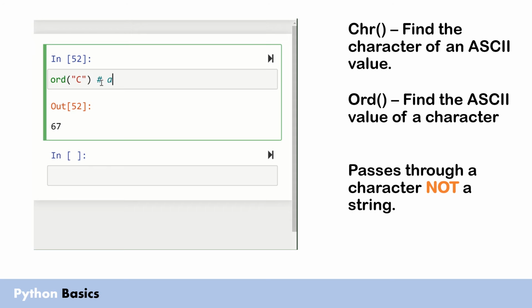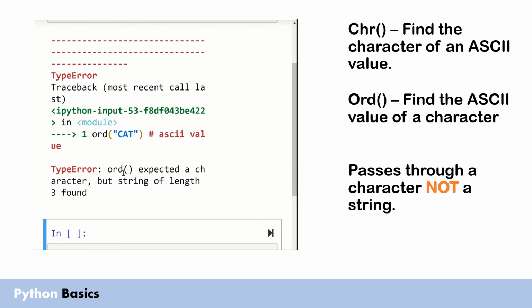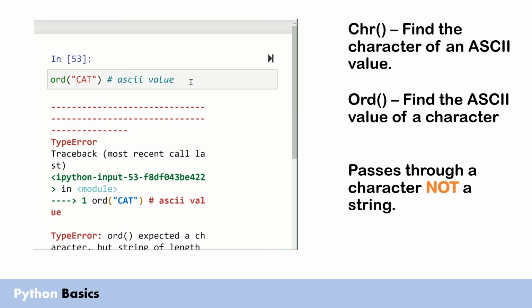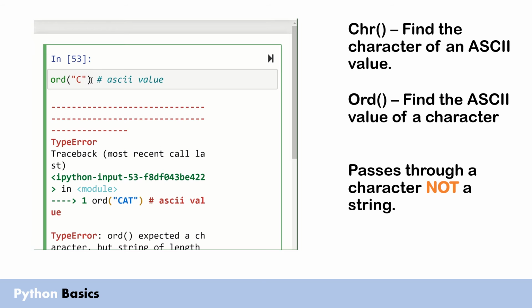This is the ASCII value of that character. Now it's very important you only pass through one character. If I try and pass through multiple characters, it's going to give me this error. It says ord expecting character, but string of length 3 found. So it's telling me I'm not allowed to do that. I can only do it on a single character. Remember, a character is one letter on the keyboard, whilst a string is multiple ones. So that's what ord does.